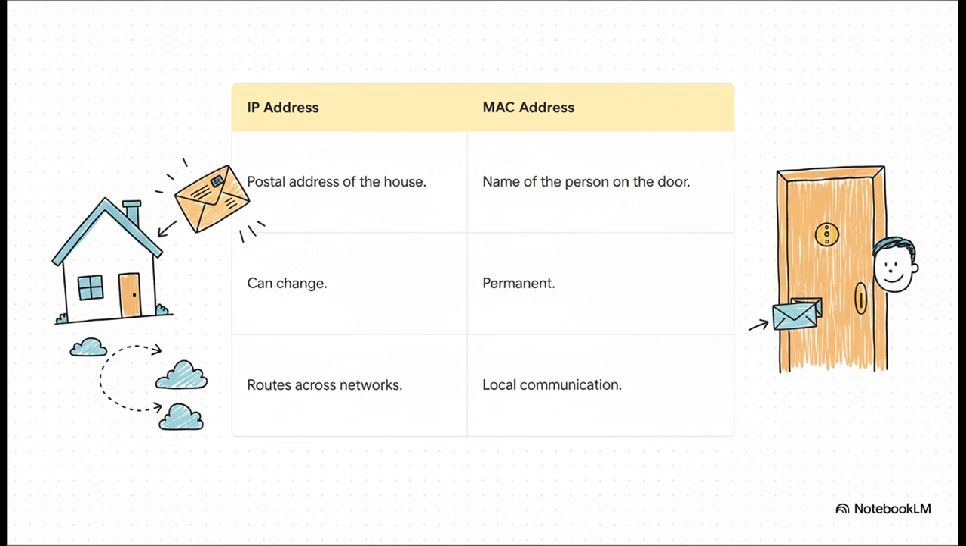And this is exactly why we need both of them. Let's stick with the mail analogy. The IP address is the postal address that gets the letter to the right house. But the MAC address? That's the name on the door that makes sure the letter gets to the right person inside that house. You absolutely need both for a successful delivery.